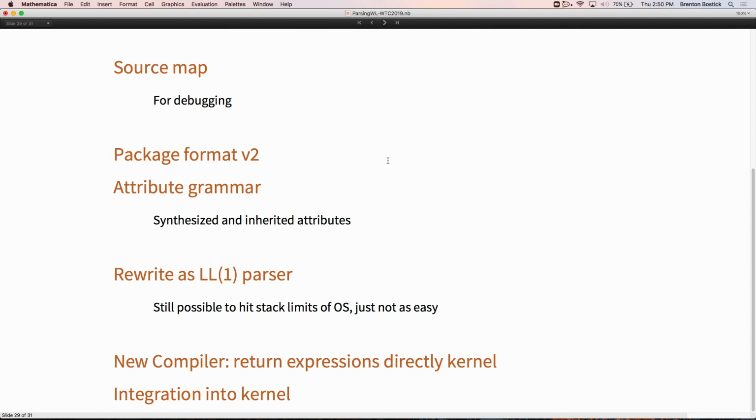Rewriting the whole thing as an LL1 parser, because, well, it crashed. You're still able to hit stack depth limits, but not the same as before. And actually using the new kernel to return expressions directly to the kernel, and then after all that, integrating back into the kernel and having all of this stuff for free.